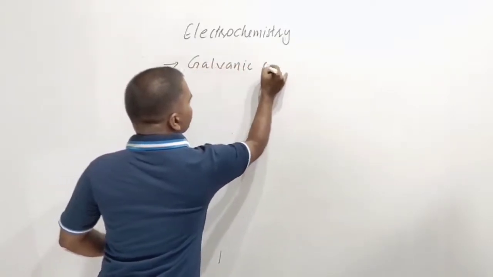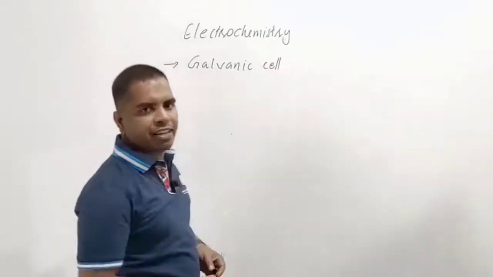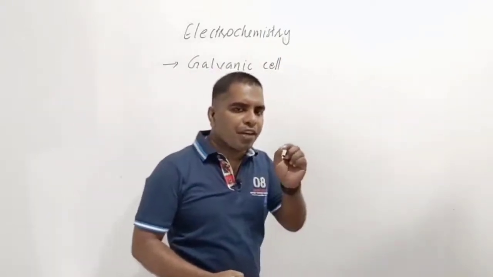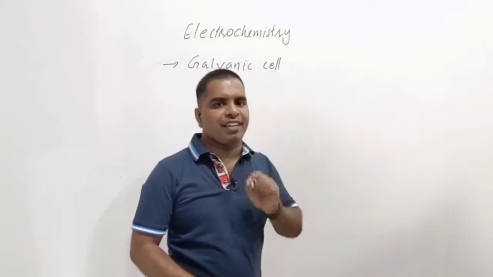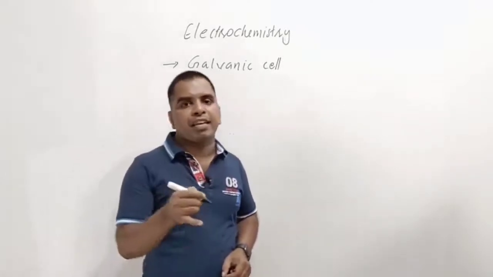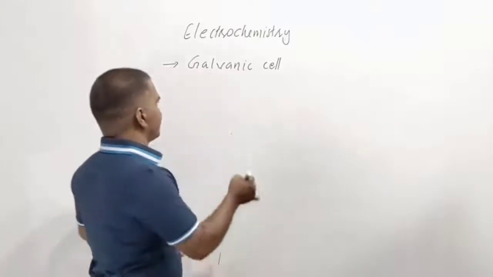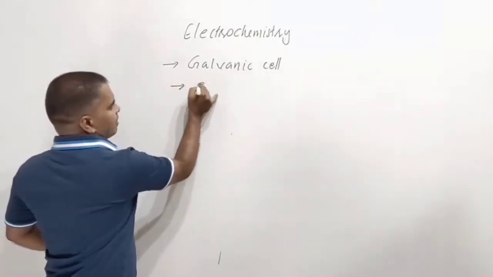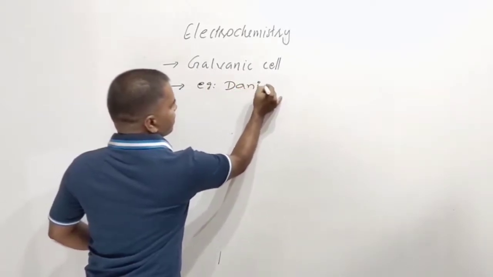or electrochemical cell. What is a galvanic cell or electrochemical cell? A simple electronic device that converts chemical energy into electrical energy is known as a galvanic cell or electrochemical cell. A simple example for a galvanic cell is the Daniel cell.